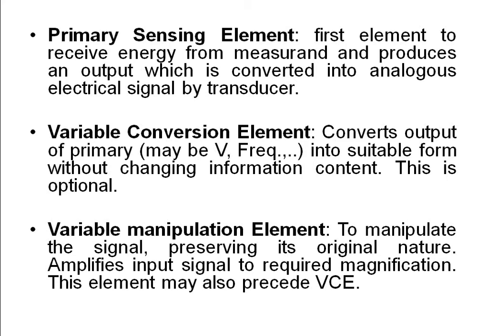The next element is a variable manipulation element. It will manipulate the signal, just like amplifying the reading and then showing it to the observer, but it will not change the original nature of it. So it just amplifies the input signal to required magnification. This element may also precede the variable conversion element. That is, first the primary sensing element, then the manipulation element, and after that the conversion element. So either way it can.